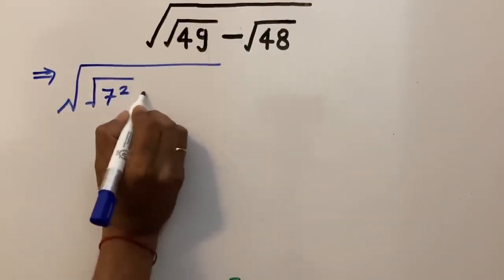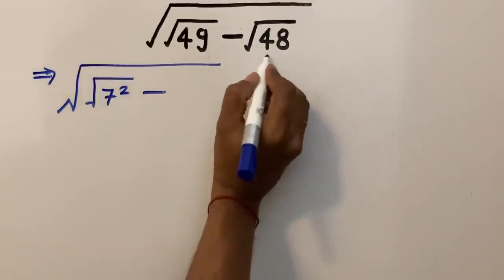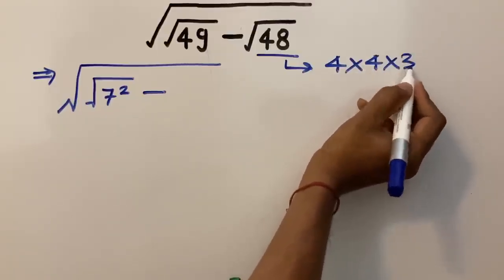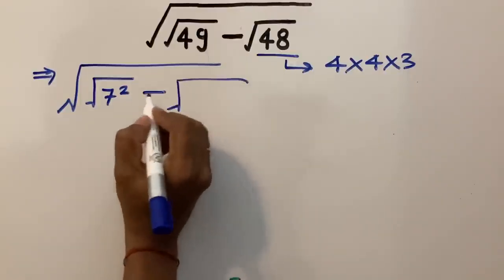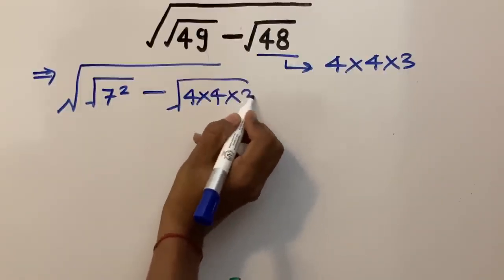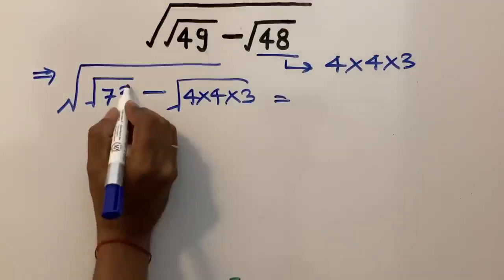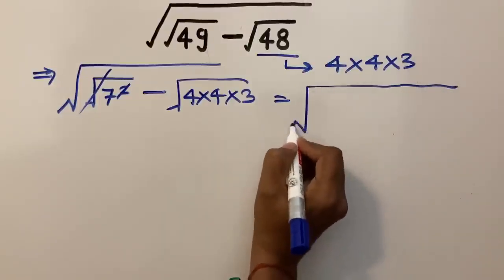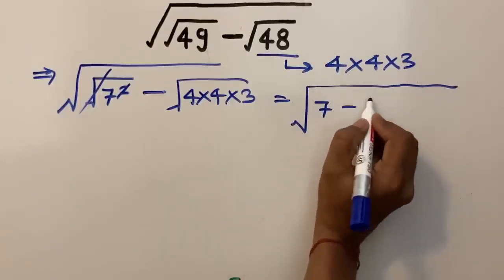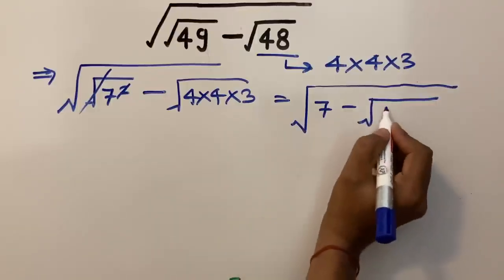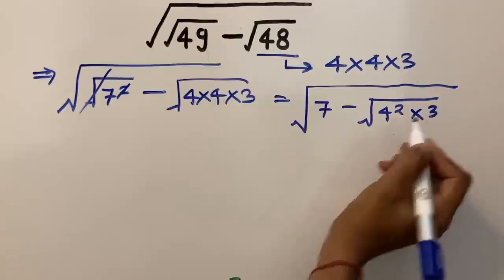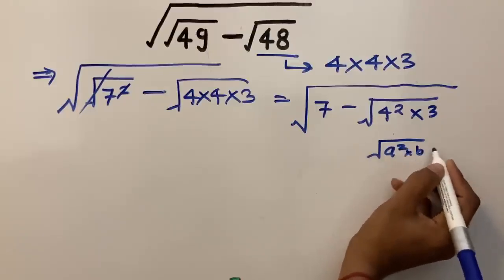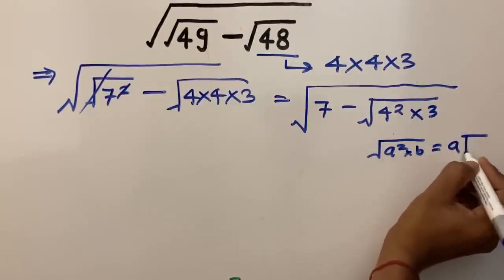7 to the power 2 minus, let's find the factorization of 48, that is 4 multiplied by 4 multiplied by 3. So this becomes 4 multiplied by 4 multiplied by 3, that is equal to power 2, cancel the square root, so this becomes square root 7 minus square root 4 to the power 2 multiplied by 3. As we know, square root of a to the power 2 multiplied by b is also equal to a square root b.